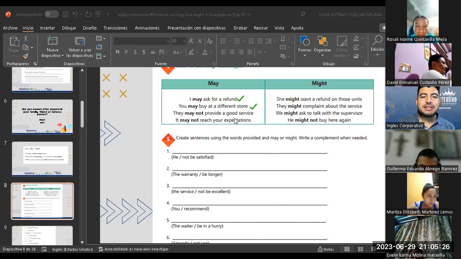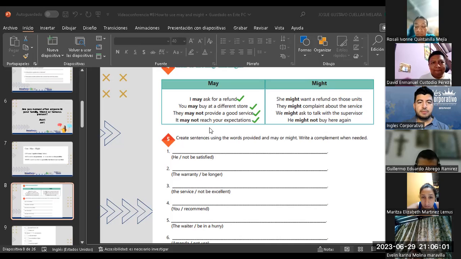Okay, Daniel, please, number three and number four. You may not. They may not provide a good service. Yeah, service. Imagine related to any, for example, Digicel or Tigo, it's an example, or Claro, or whatever, and you have a bad experience, you can give an opinion. They may not provide a good service, okay? And here we have this. Daniel, please, and number four.